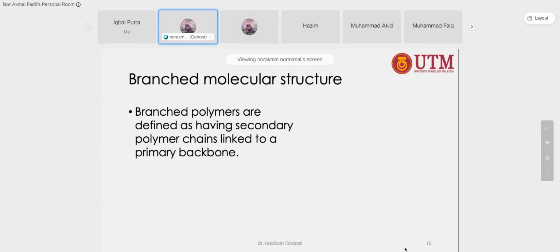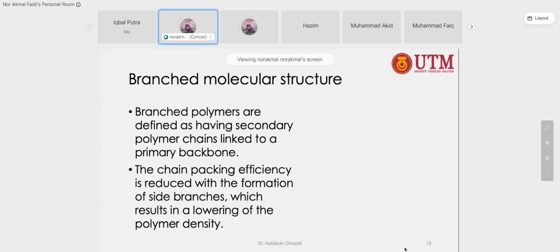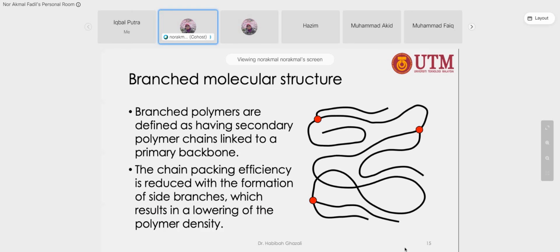Another type of molecular structure of polymer we call branched. Okay, branched polymers are defined as having secondary polymer chains that link to a primary backbone. Okay, meaning that one chain to another chain is really bound by a link. Okay, so the chain packing efficiency is reduced with the formation of a side branch, which results in lowering of the polymer density. Okay, you can see the main chain, there is a branch, forming a branch.